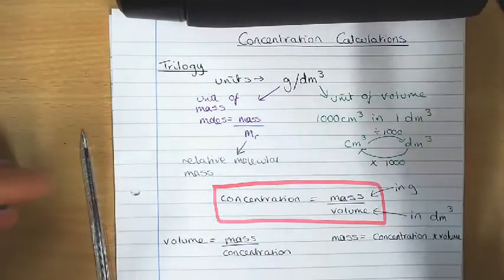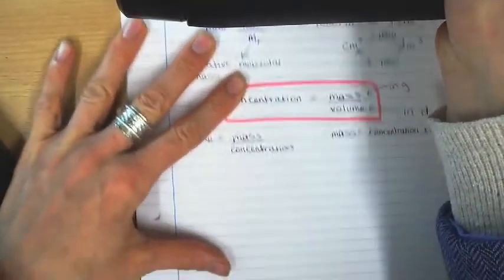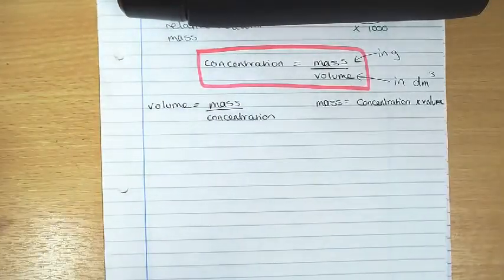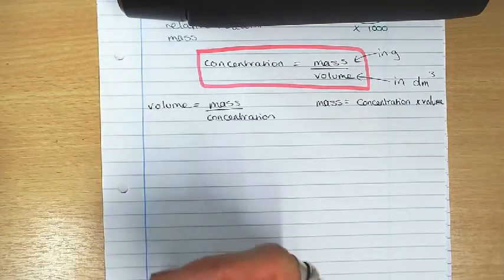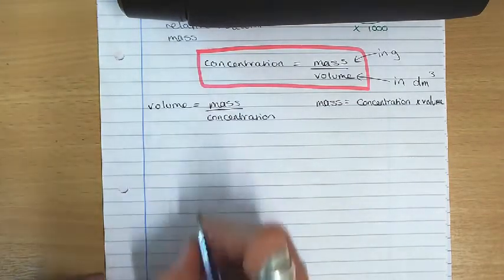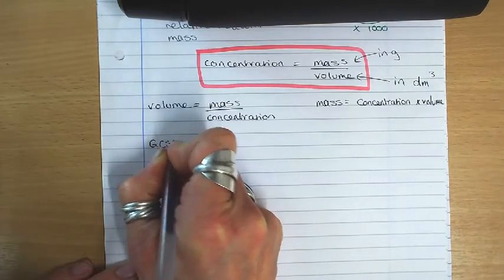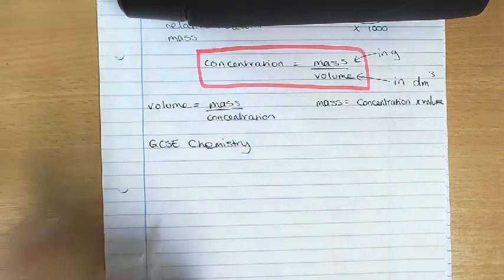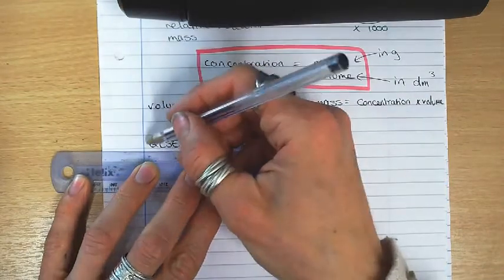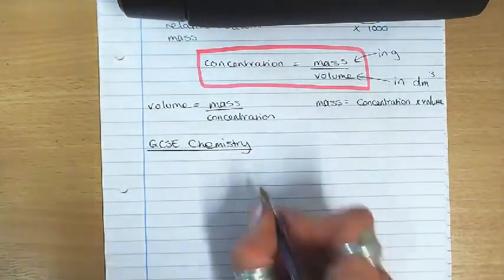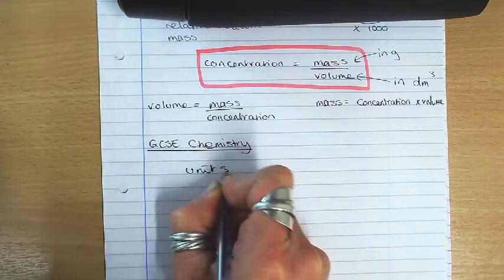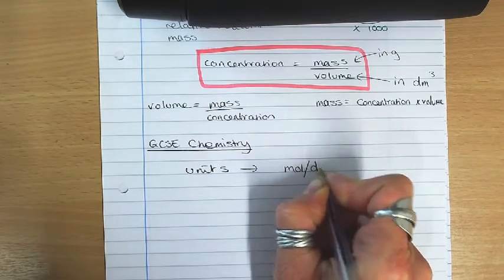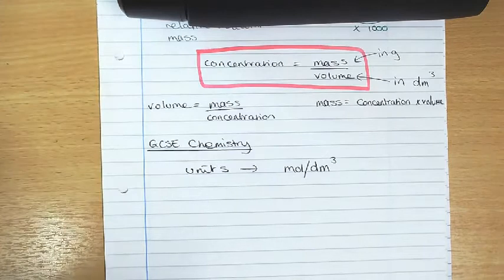If you are doing GCSE chemistry, then stay tuned, because we will move a little bit further. GCSE chemistry is what we used to call separate sciences or triple science. If you're doing the full GCSE, if you are a triple person, then you also have to be able to do concentration in moles per decimeter cubed.